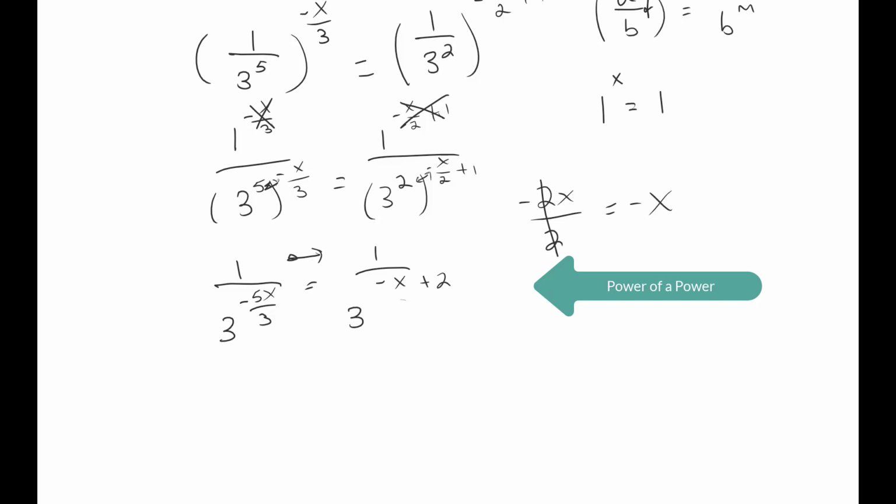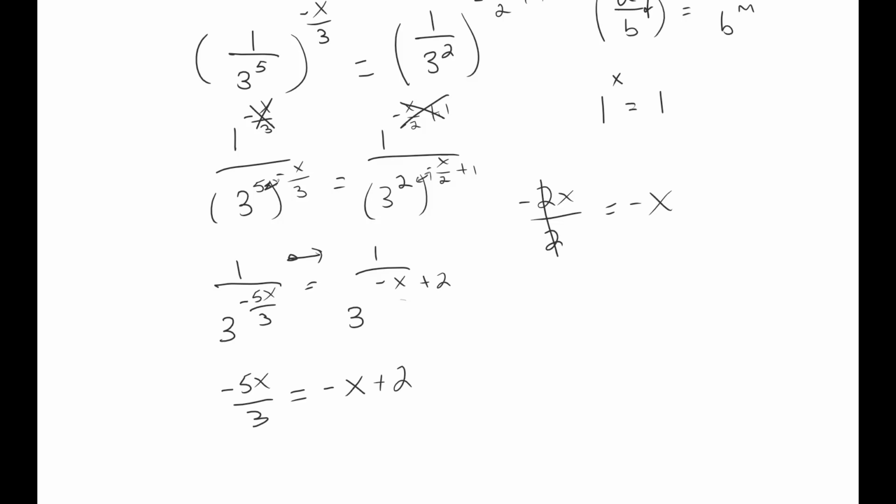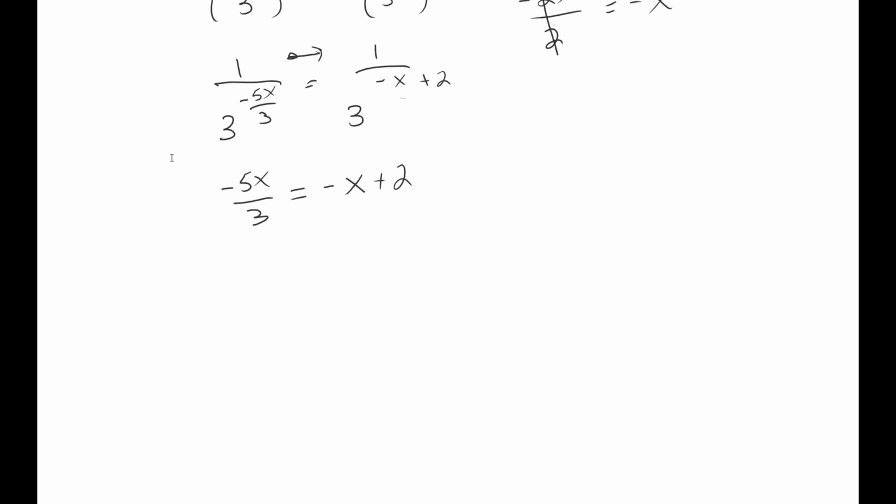So the only way that this problem can be true is if the exponents in the denominators are equal to each other. So let's go ahead and set our exponents, the negative 5x over 3, in our denominators, let's set them equal to each other, is equal to negative x plus 2. Now I can see I have a denominator of 3 on the left side, so I'm going to multiply everything by 3 in order to get rid of that denominator. And that's going to leave me with negative 5x, which is equal to a negative 3x plus 6.